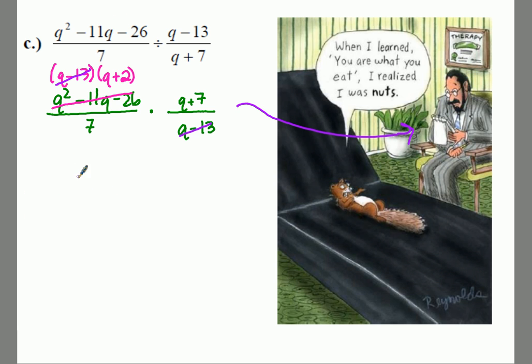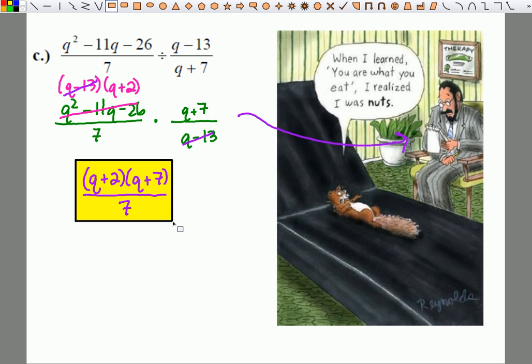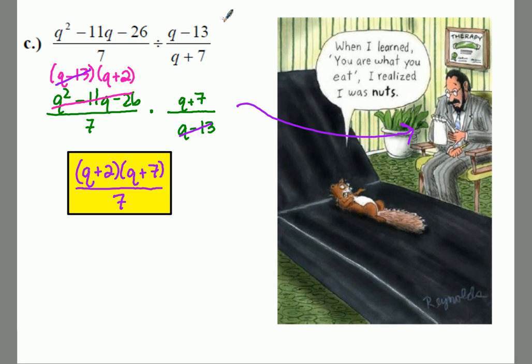So your final answer just ends up being a q plus 2 on the top left times a q plus 7 on the top right, divided by 7. So there's your final solution. So in quick summary, whenever you are dividing, you want to make sure that you flip your second fraction, change to multiplication, factor if you have a binomial or trinomial, and you can, and then you go ahead and cancel.